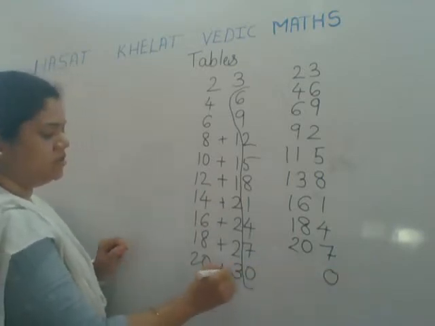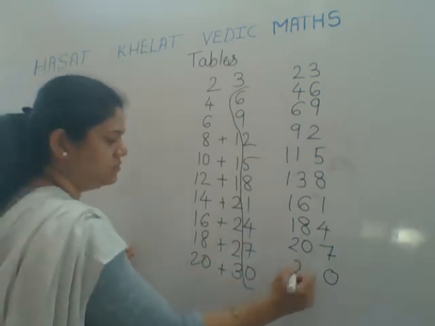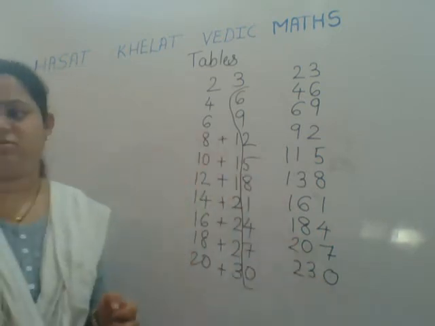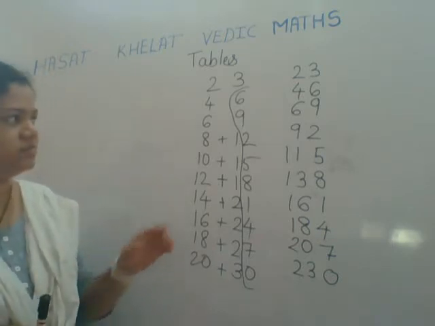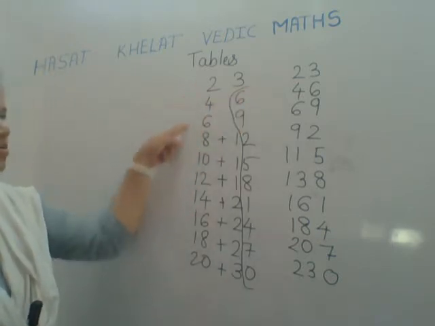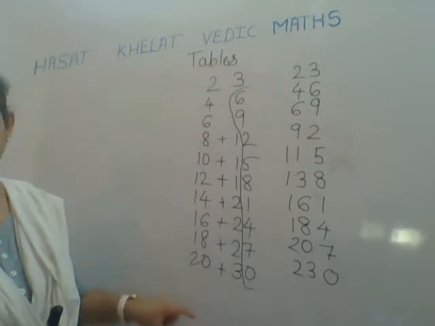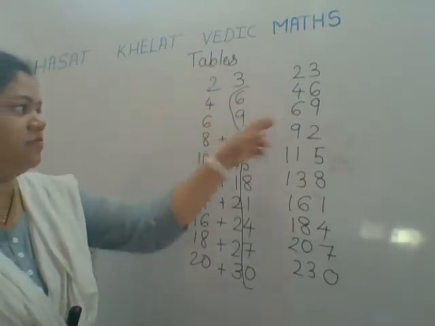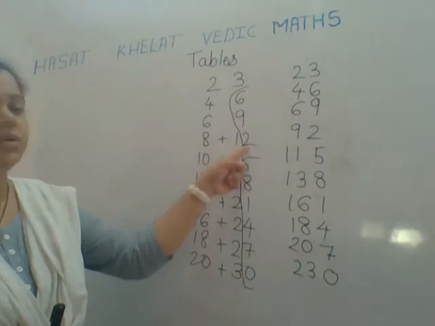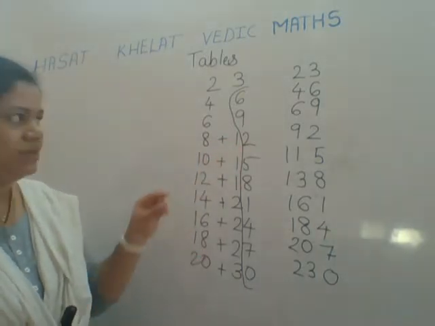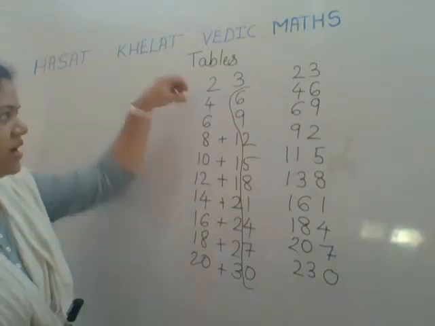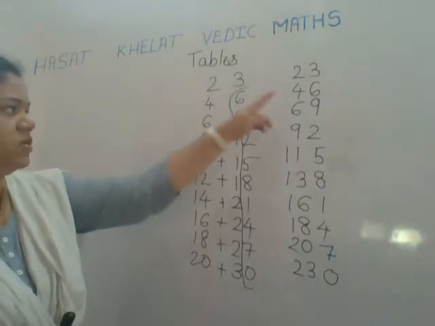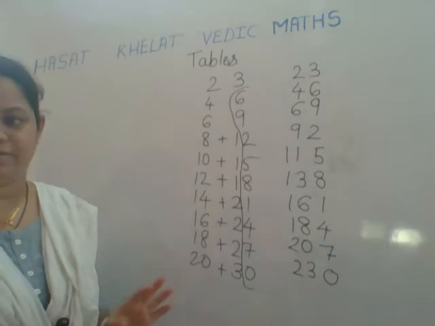And this 20 plus 3, 23. How much time do we require? Very little time. We just have to write down the individual tables, and then add. We only add when a 2-digit number comes. Till the tables have single-digit numbers, we don't have to add; we just write it as it is. 23 twos are 46, 23 threes are 69.